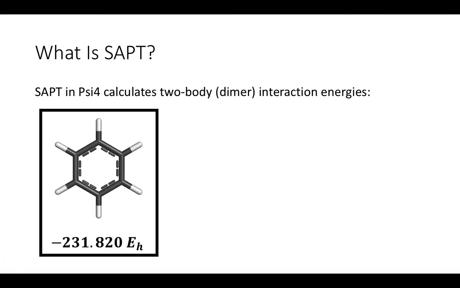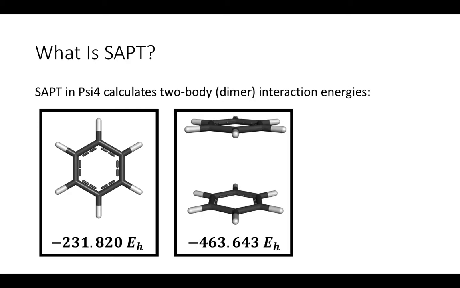For the supermolecular approach, say we have a single molecule, benzene. We can use any quantum chemistry method, in this case a high-level coupled cluster, and calculate the electronic energy of benzene, which is about negative 232 Hartrees. Then we can form a dimer from two copies of the same benzene monomer. Here this is the sandwich benzene geometry. The energy of the dimer with the same coupled cluster method is about double the monomer energy, but not quite. In this case, it's a little more than double.